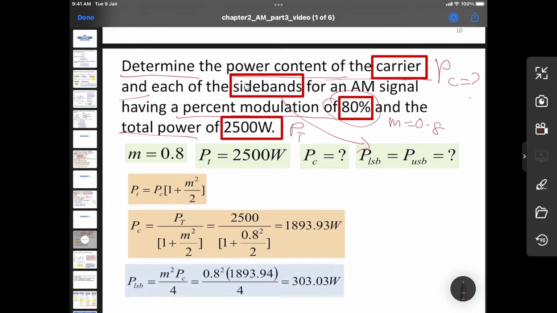Okay, so you have this PT, you have the M, and they ask you the carrier, so you can use this equation, right? Because you already have the M, you also have the PT. Rearrange the one, you will get the PC. Once you get the PC, substitute into this equation, you will get the lower sideband and upper sideband, each of the sideband. Okay, that one is very straightforward, right? Okay, you can follow until now.